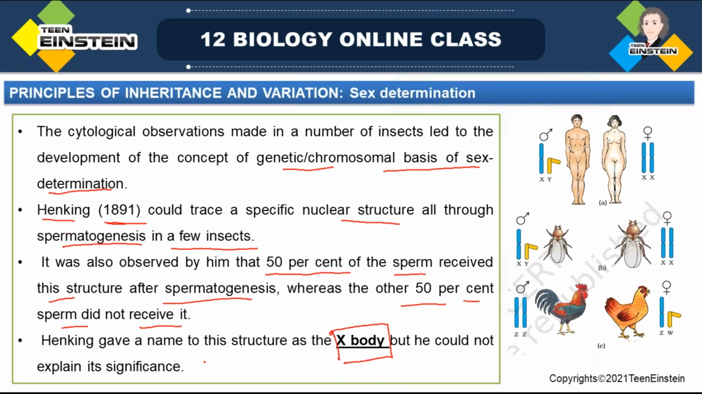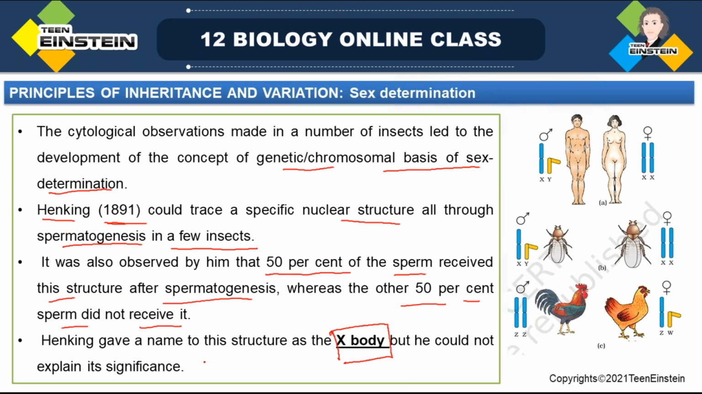How did Henking conclude that the X body was in fact a chromosome? That is why it was given the name X chromosome. Actually, that's a chromosome, and that's how they made the name X chromosome. It was possible because of further investigation by other scientists.